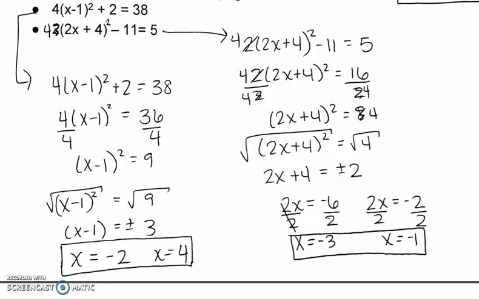Okay, this one I've got the work worked out for you so you can see what's going on there. The first one, subtract the 2, divide by 4, split it up as plus or minus the square root of 9 or plus or minus 3, and you would get answers of negative 2 and positive 4. In the second one, you're going to add 11 and divide by 4. Take the square root of 4, so split it up. One equation is equal to plus 2, one equation is equal to negative 2, and then finish doing the work and get answers of negative 3 and negative 1.